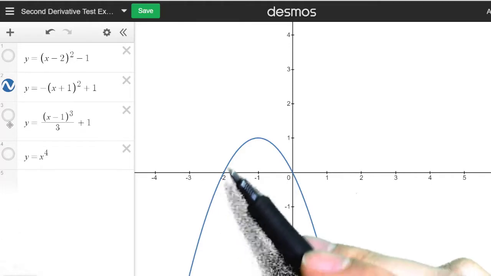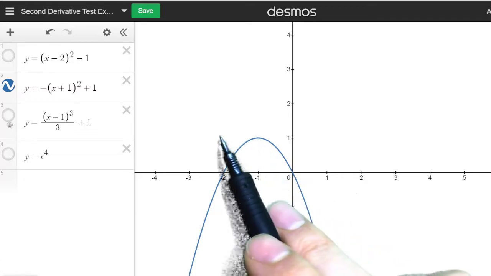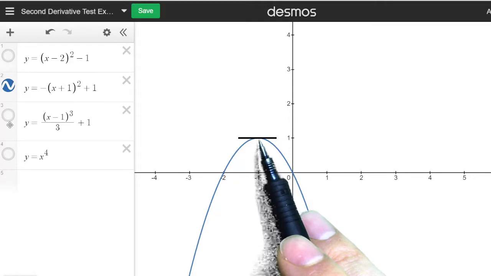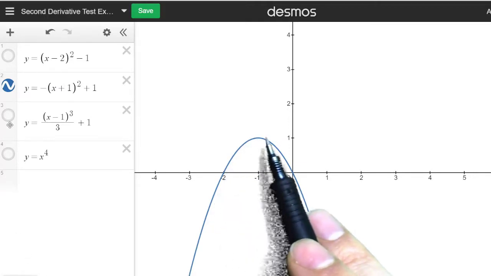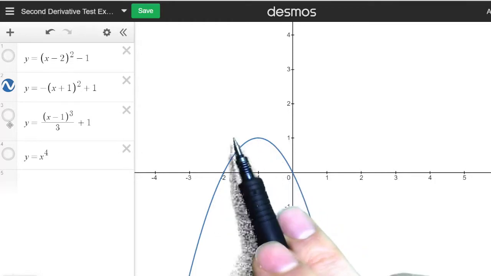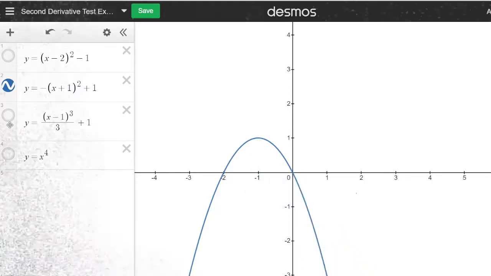This function has a maximum here, right? Now, what's true at this maximum? Well, the tangent line is horizontal, and therefore the derivative is 0 here. And if you look at the concavity, we see that it is concave down. So if you have derivative 0 and the graph is concave down, we have a local maximum.